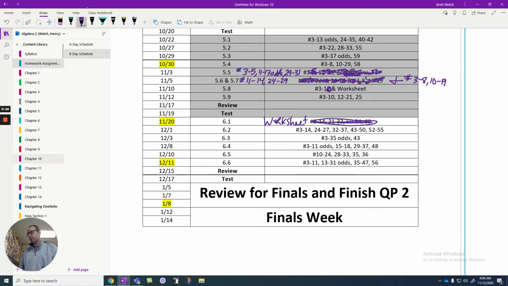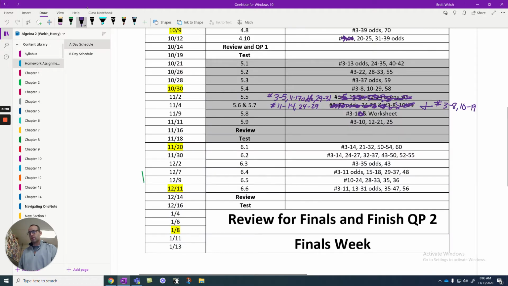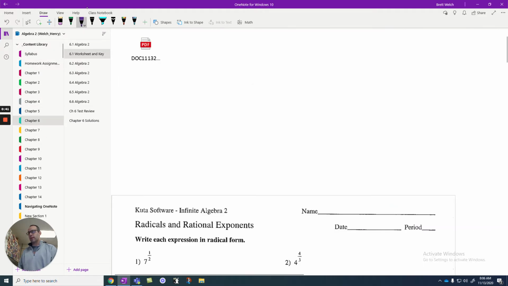And so you'll see the worksheet, it's in chapter 6 there. Let's cross it out on both of them. And write worksheet. Sorry, I probably should have done this ahead of time, but we're going to be working on a worksheet today instead of working out of the textbook.